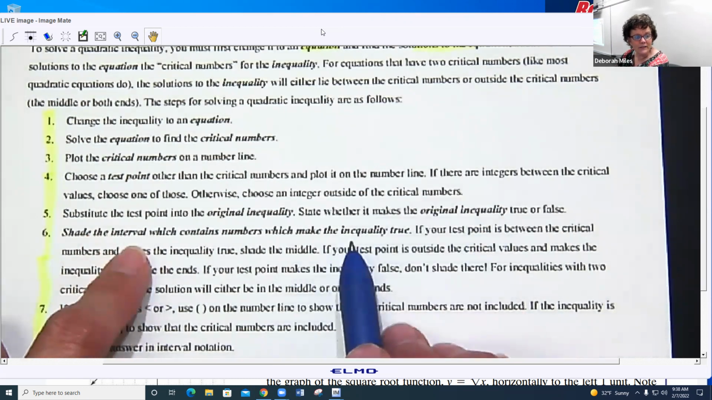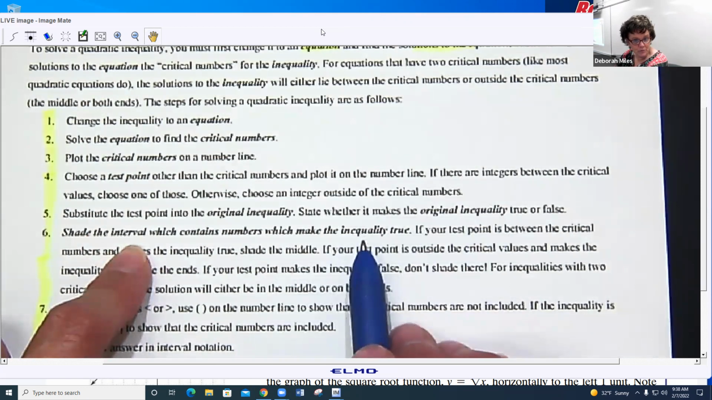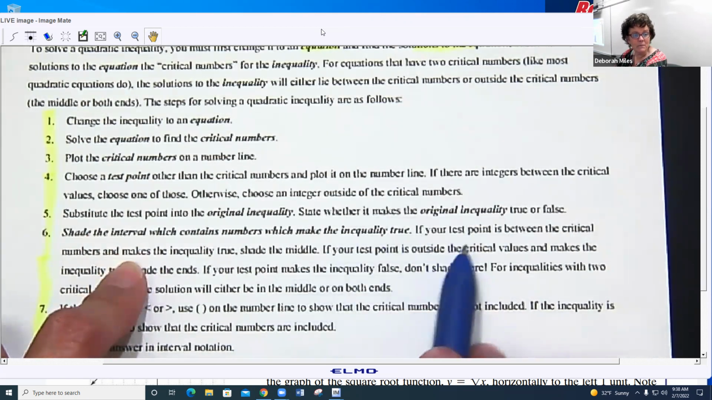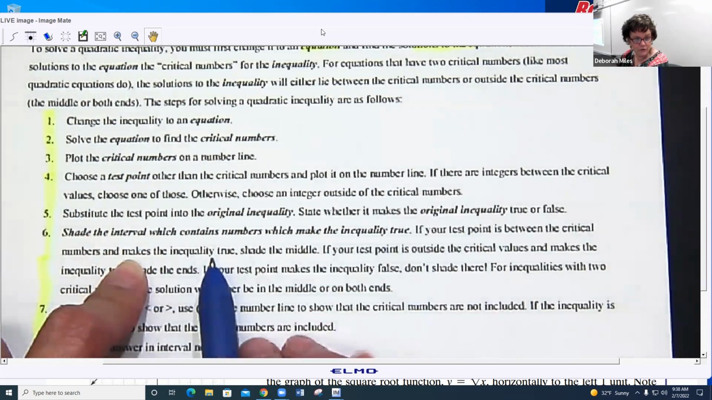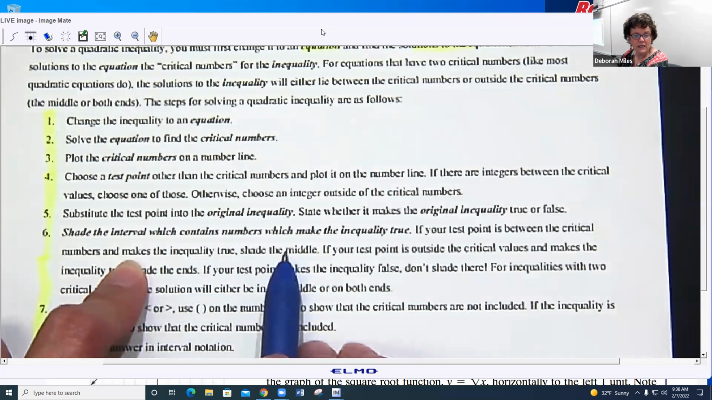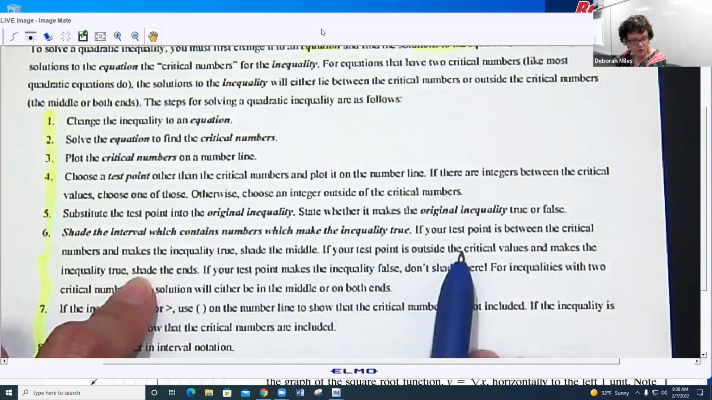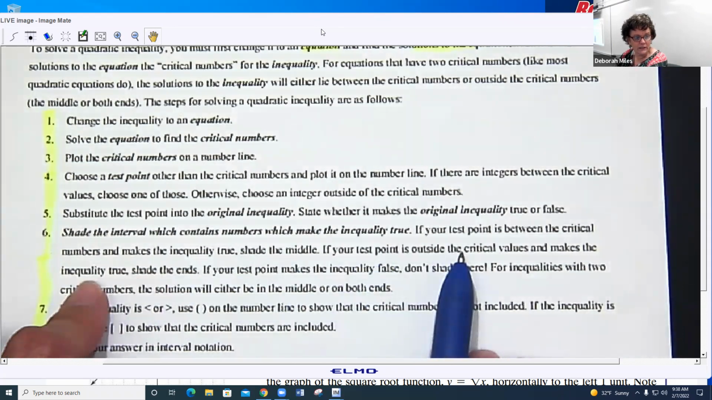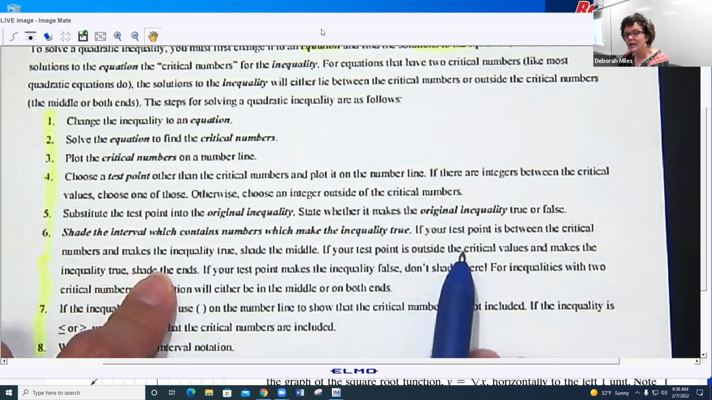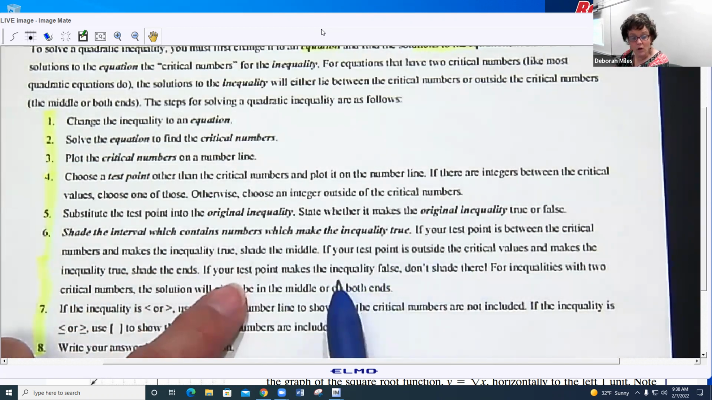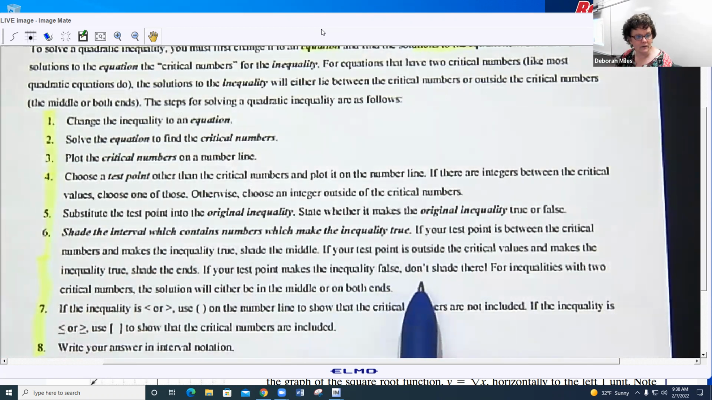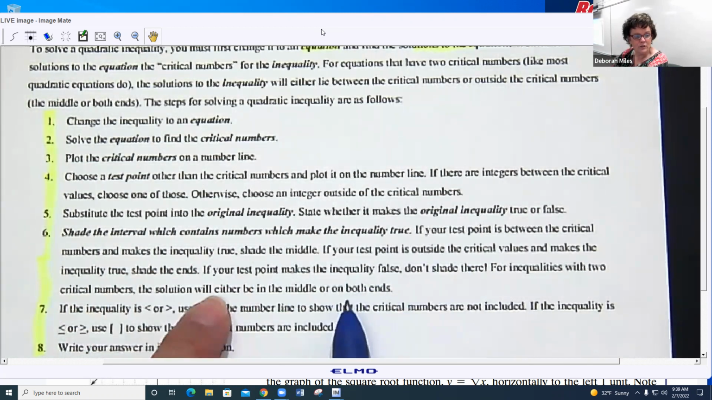Your shading always represents what makes the inequality true. So if your test point is in the middle and it makes the inequality true, that's where you shade. If your test point is outside the critical values and makes the inequality true, then you shade the ends. You just shade whatever part of the number line contains the values that make the inequality true. If your test point makes the inequality false, don't shade there. For inequalities with two critical numbers, you will either shade the middle or both ends, never just one end or the other.